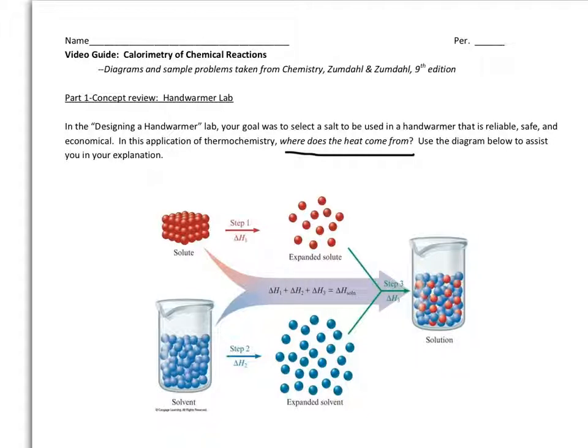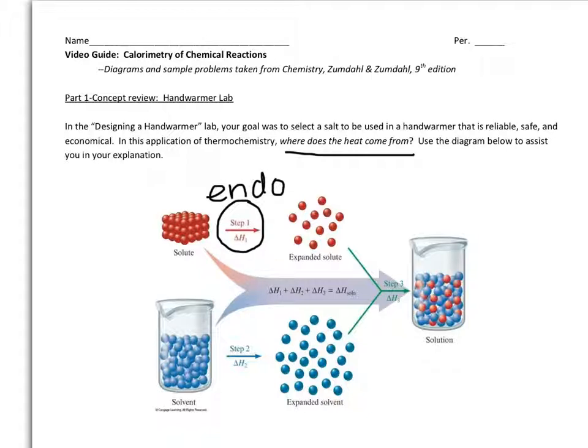Now let's check your answer. You should have explained the formation of a solution in 3 steps, each with its own exchange of energy. Step 1 involves separating the solute particles from each other so that they may interact with the solvent. This step is always endothermic because it involves breaking attractive forces between the particles.